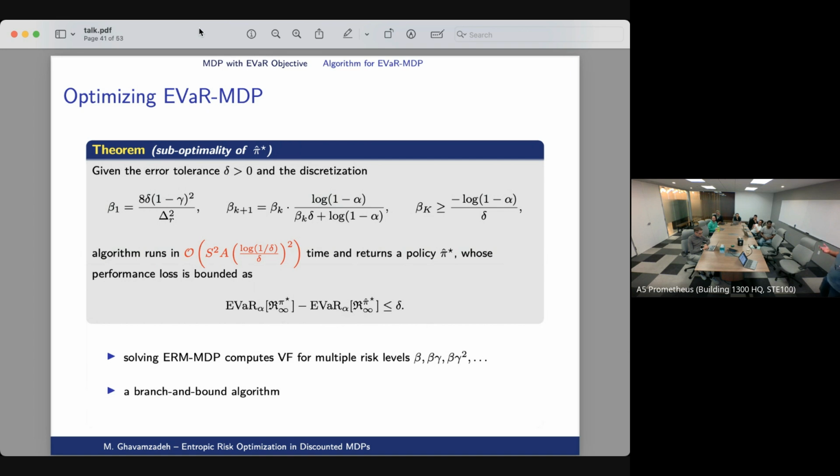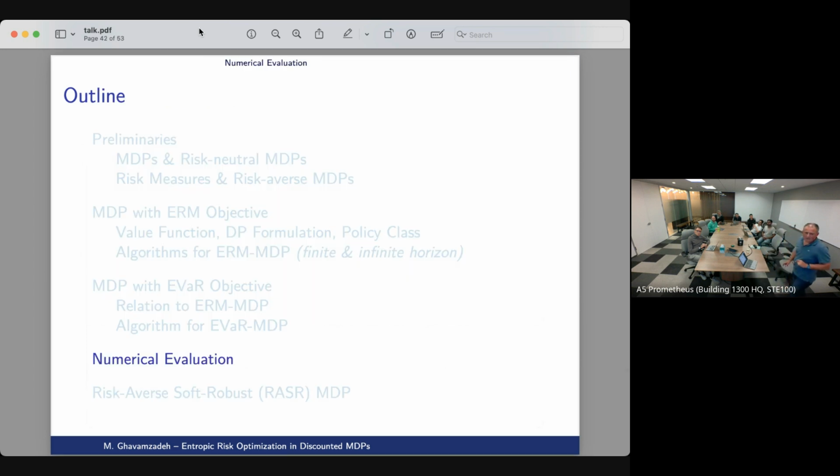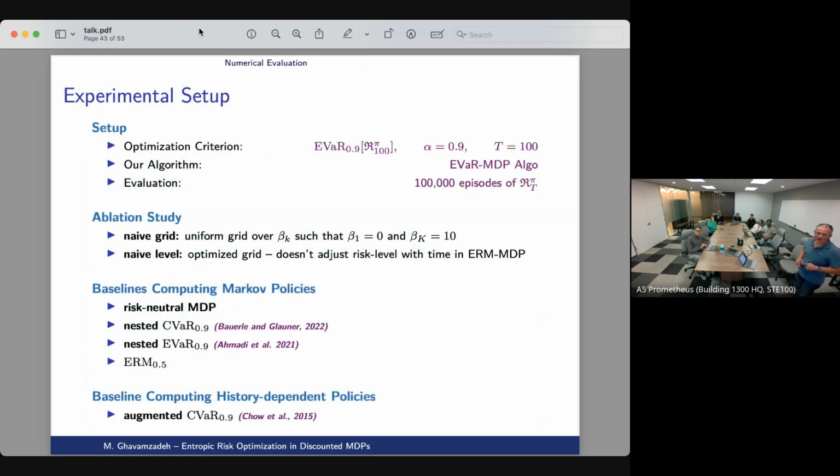But in any case, the whole complexity is coming from the fact that we need to discretize over beta. We don't have any optimization where we solve the inner product and then take the gradient of beta and move. This is open. If we can do something there that helps with the complexity, but this is what we have so far. So let's look at some numerical evaluation.